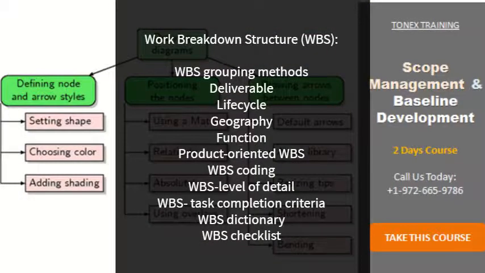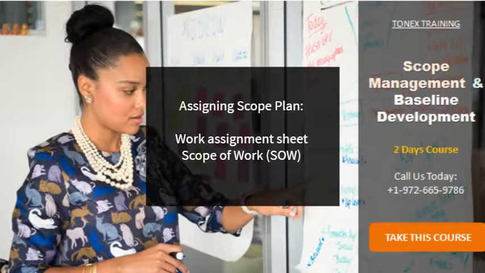Work breakdown structure, WBS. WBS grouping methods. Deliverable. Life cycle. Geography. Function. Product-oriented WBS. WBS coding. WBS level of detail. WBS task completion criteria. WBS dictionary. WBS checklist. Assigning scope plan.